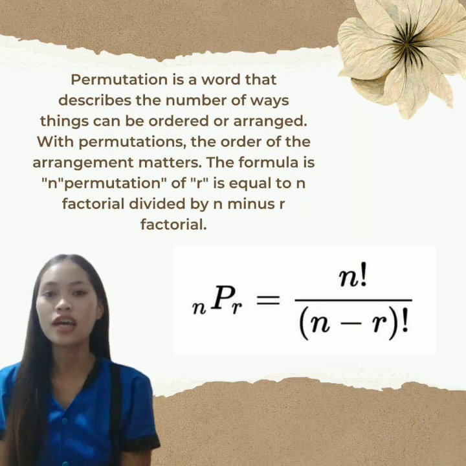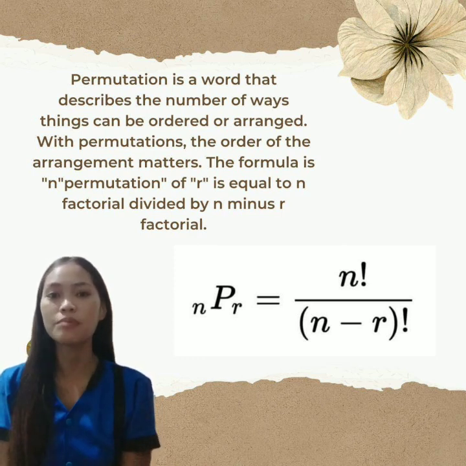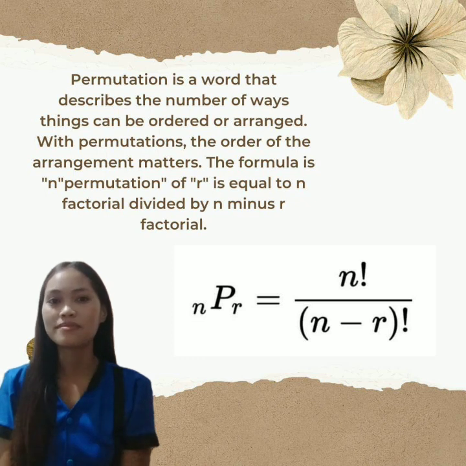Next, permutation. Permutation is a word that describes the number of ways things can be ordered or arranged. With permutations, the order of the arrangement matters. The formula is n permutation of r is equal to n factorial divided by n minus r factorial.